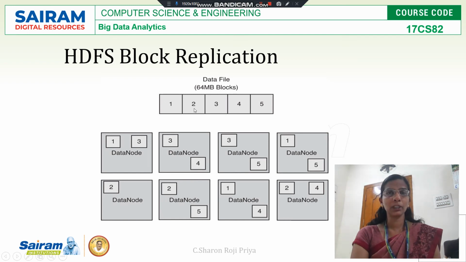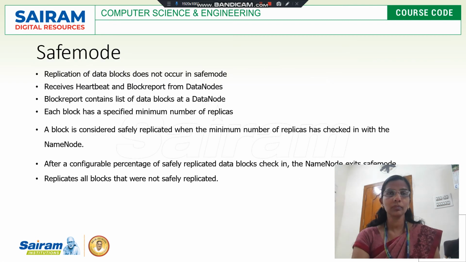For the second block also, it will be available in 3 data nodes, this 5, 6 and 8. Then the third data block is available in the first 3, and the 4th data block is available in 2nd, 7th and 8th. Similarly, the 5th is available in 3rd, 4th and 6th. Right, so this is all about block replication.